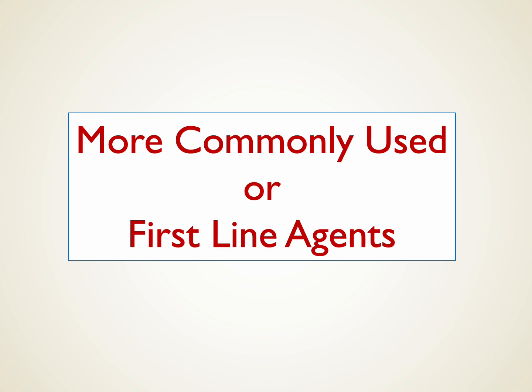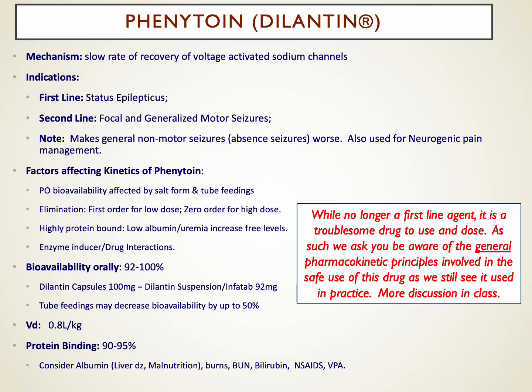So let's look at some of the more commonly used agents, or some of the agents which at least have one consideration for first line therapy. The first agent we'll talk about is phenytoin or Dilantin, an older agent that is really only first line for status epilepticus. It used to be a first line agent for focal and generalized motor seizures as well, but because of its pharmacokinetic profile, it's a very difficult drug to manage. People can get toxic on it pretty easily. It really has rendered itself a second line agent for those indications.